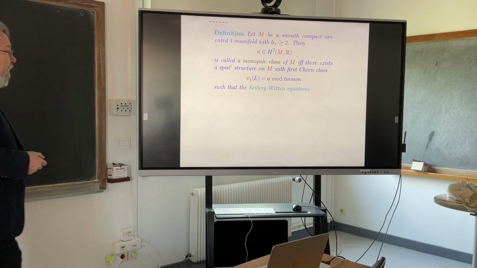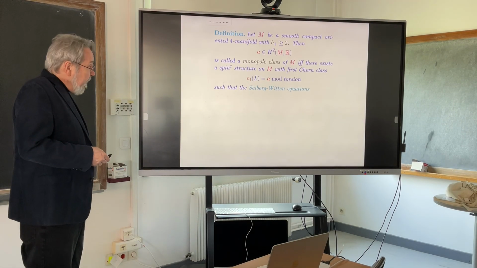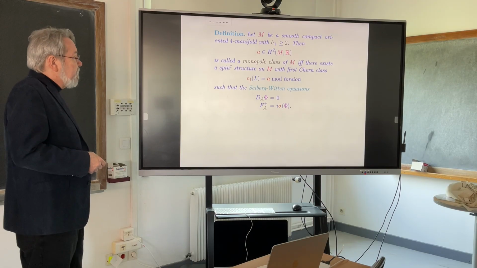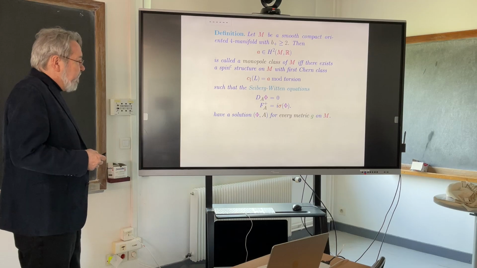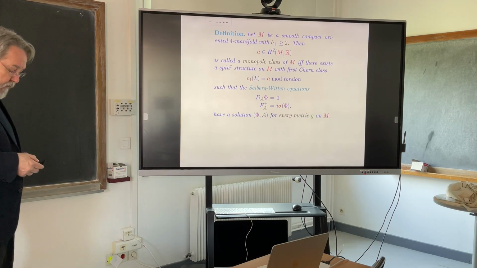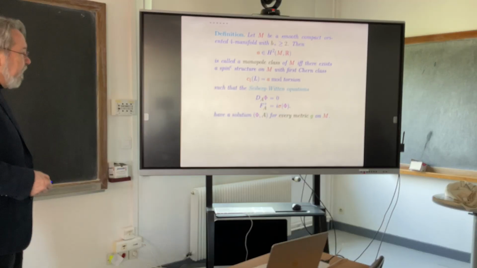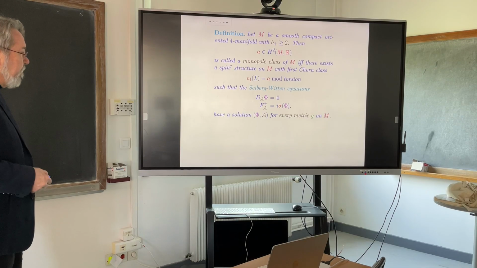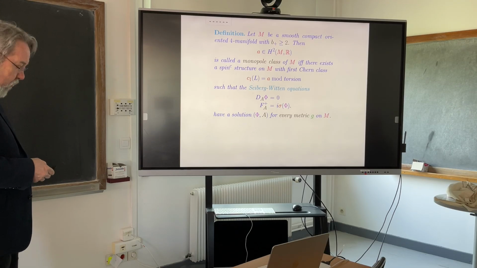All right. So the criterion to be a monopole class is that you have a spin-C structure such that for every metric on the manifold, there's a solution of the unperturbed Seiberg-Witten equations. And so if you can find a spin-C structure with that property, that for every metric there is a solution of these unperturbed Seiberg-Witten equations, then we say that the first Chern class in real cohomology of that spin-C structure is a monopole class.